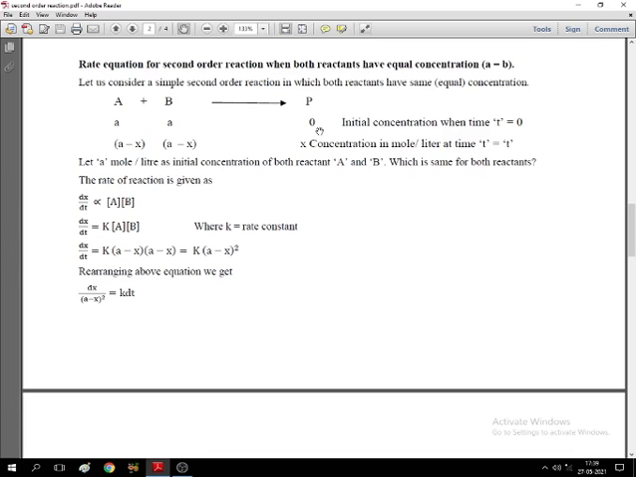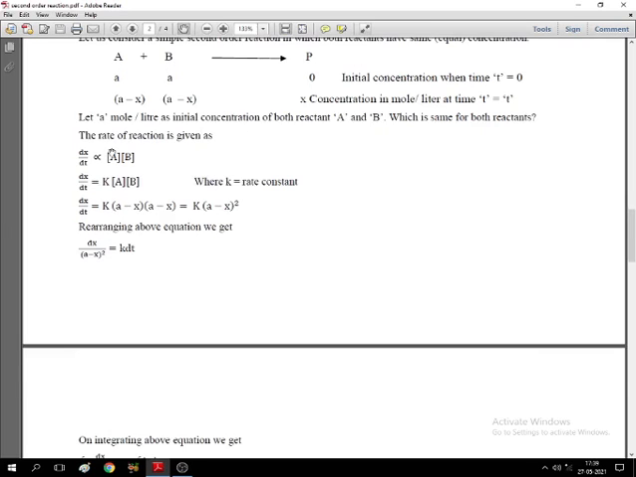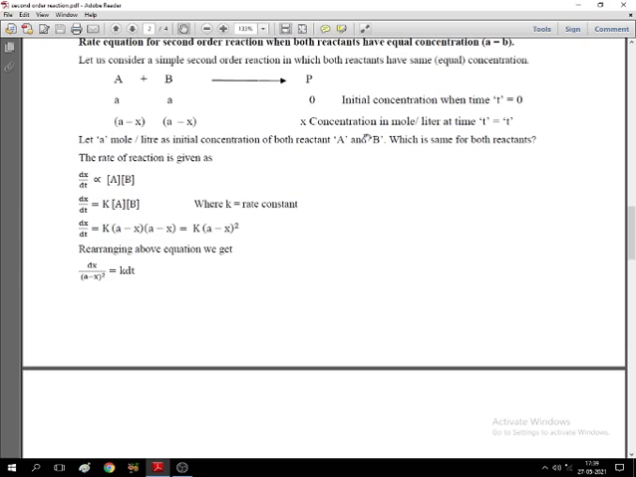Now, let X moles of reactant A and B get converted into the product, and therefore, the product concentration will be X moles per liter at the time T second. Therefore, the remaining concentration of A will be A minus X and B will be A minus X. Both concentrations will be A minus X, right? Now, apply the law of mass action at the time T and find out the rate of reaction.